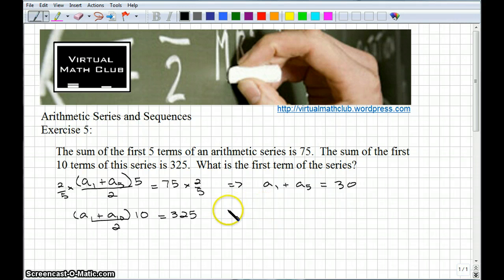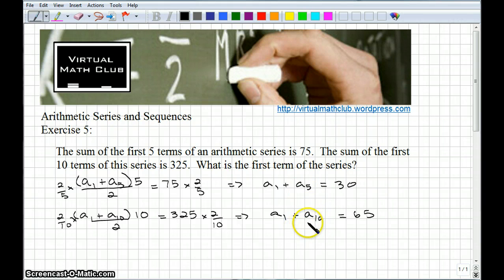Let's do the same thing here: multiply by 2 and divide by 10. So 10 over 2 times 2 over 10 gives 1. That ends up being a1 plus a10 is equal to 65. So now we have two equations, but we have a1, a5, and a10.